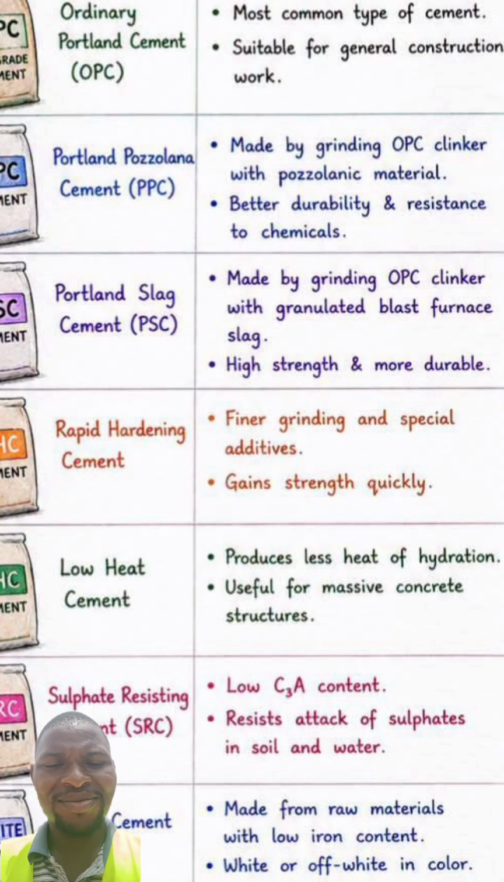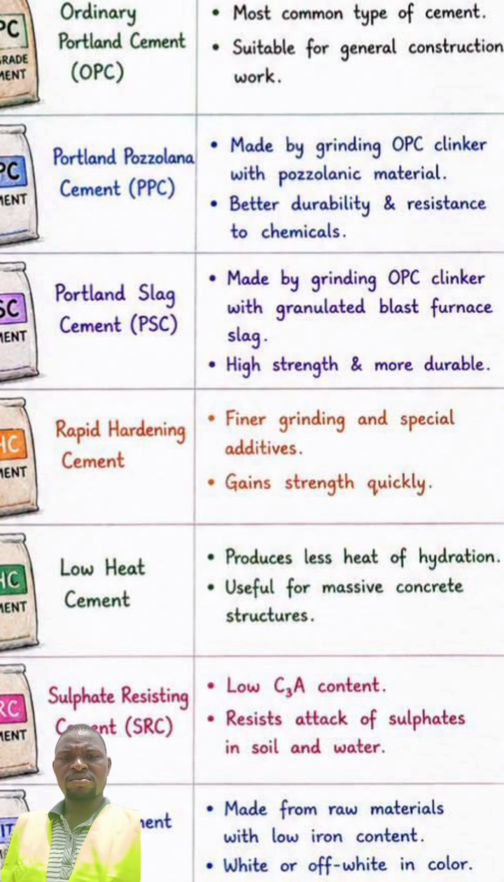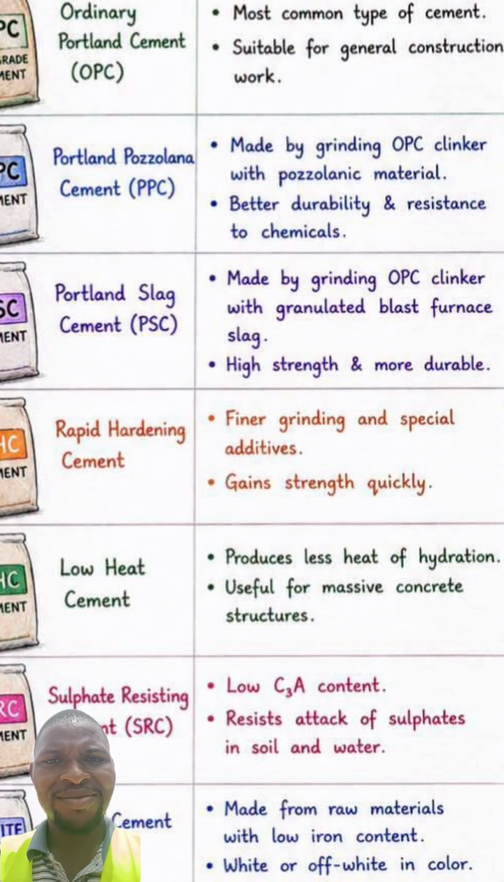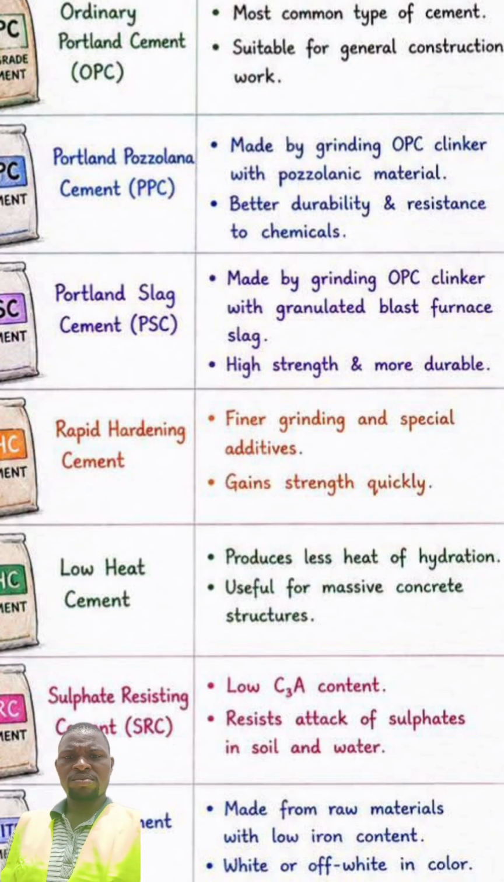So the setting time is lower. You understand? It is lower than the normal setting time of your OPC. If the setting time of OPC is 25 days or 27 days, that of rapid hardening might be maybe 15 days, 10 days, depending on what you think.